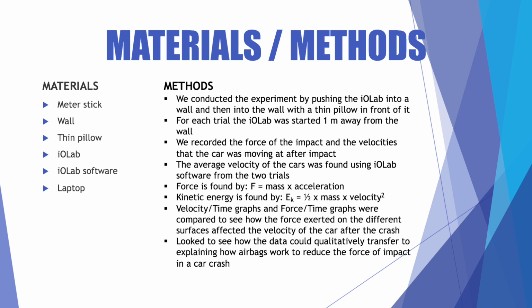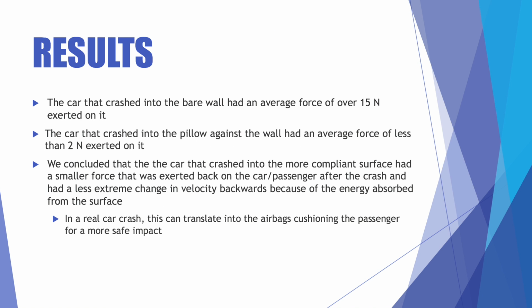The average velocity of the cars was found using iLab software from the two trials. Velocity time graphs and force time graphs were compared to see how the force exerted on the different surfaces affected the velocity of the car after the crash. We also looked to see how data could qualitatively transfer to explain how airbags work to reduce the force of impact in a car crash.